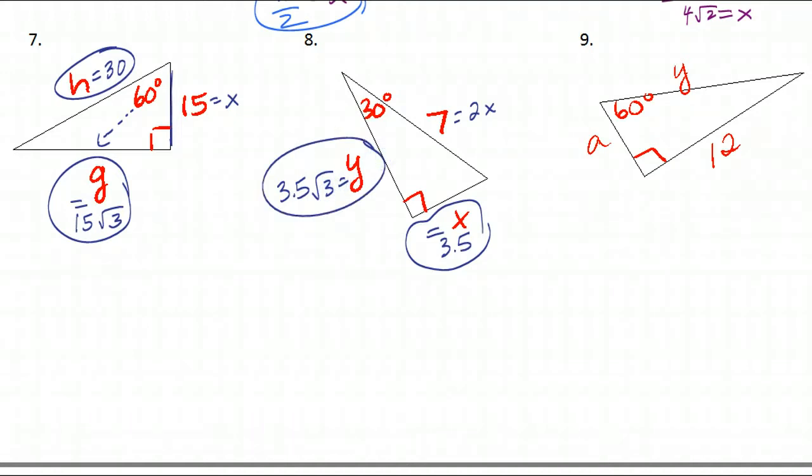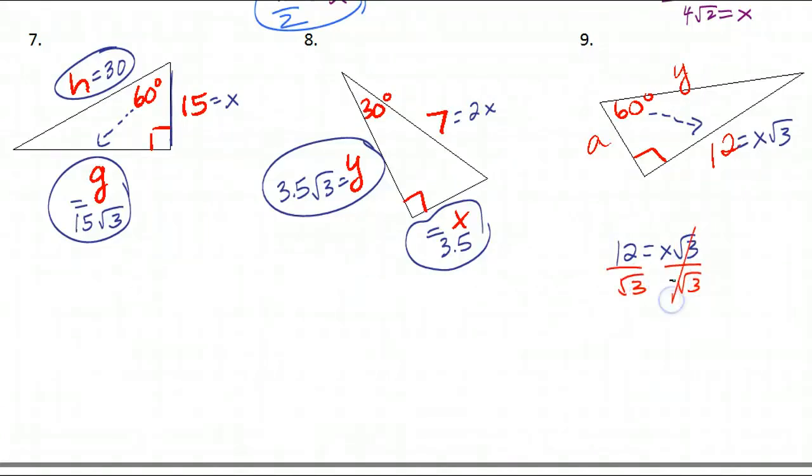And this does get harder as well, so if I look at number 9, I got the side across from 60 degrees, which is the x square root of 3 side, is equal to 12. So I need to figure out what x is so that I know what the short side of the triangle is. So here's my little setup. I'm going to divide both sides by the square root of 3. And then I'm going to rationalize my denominator.